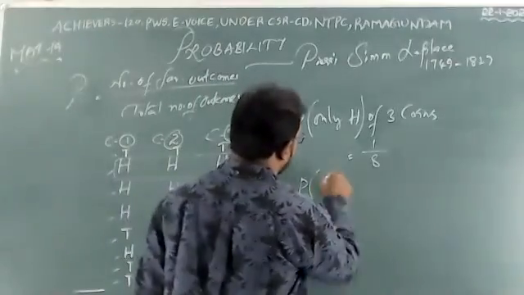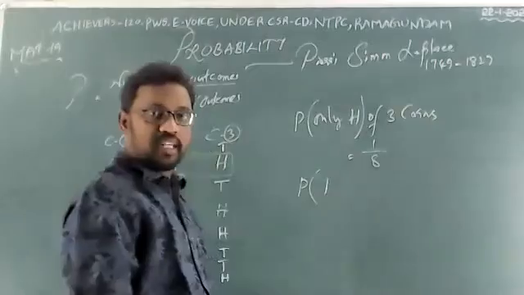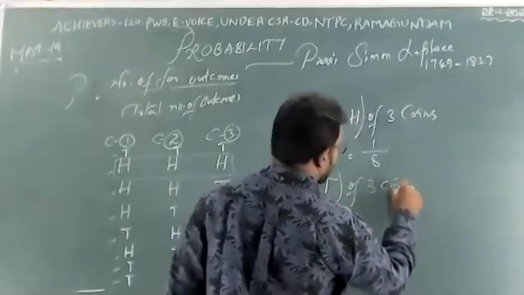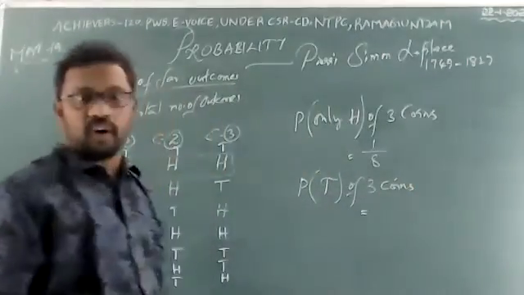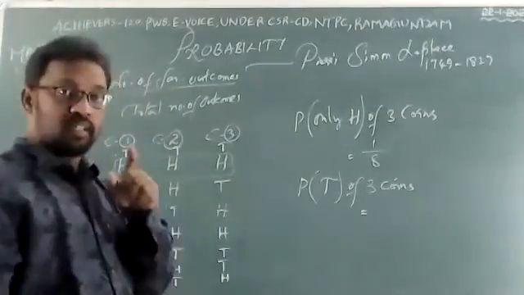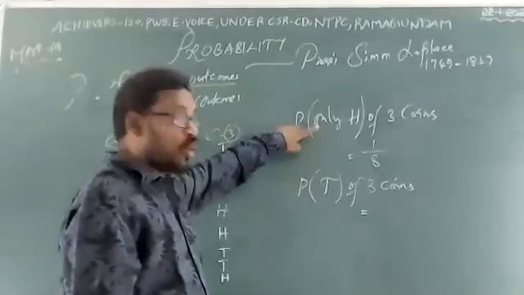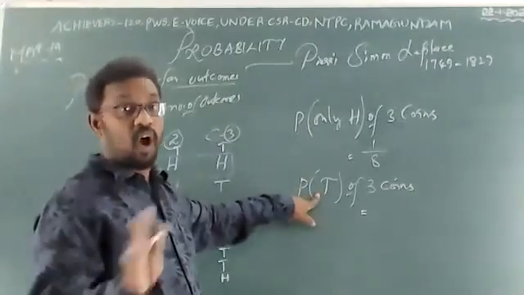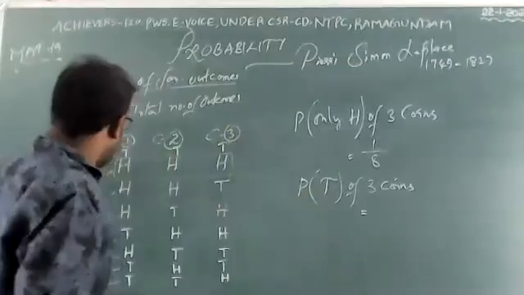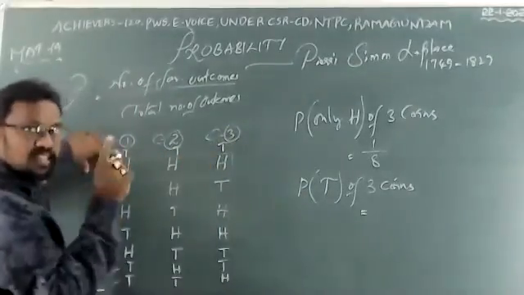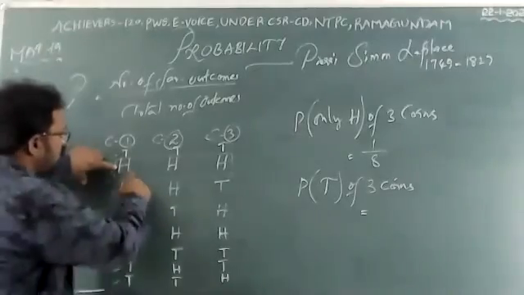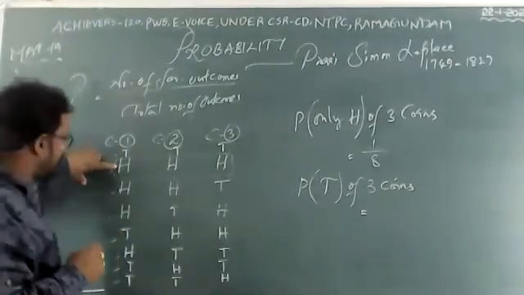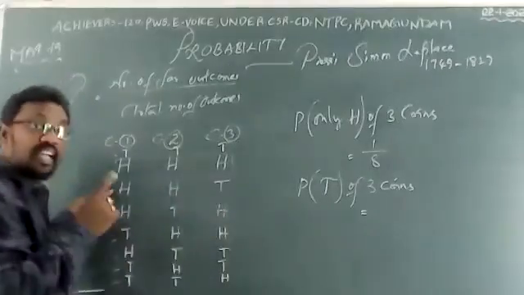What is the probability of getting the tails of 3 coins? Tails of 3 coins. There is a difference between these 2 questions. Only heads. Here, tail is there. Not only tail. Tail. That means, in this first case, is tail there or not? Yes, 1 chance. In the second case, all the 3 are heads. There is no tail. We cannot count that one. In the third case, yes, one of the tail is there.